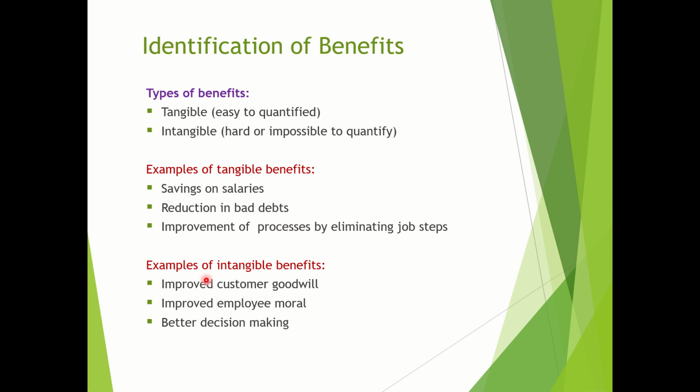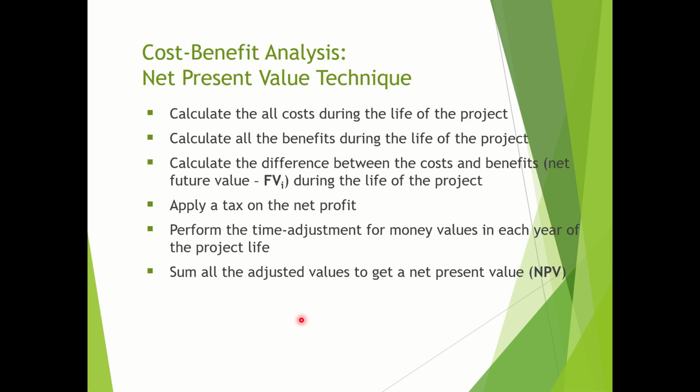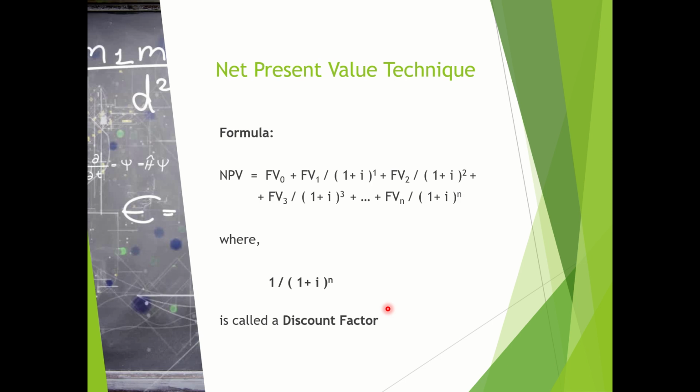And in the case of intangible benefits, which are not directly calculable, that means the customer goodwill, you're not very sure how you will calculate or measure it. Improved employee morale, etc. Cost benefit analysis, so this is the way: you have to calculate all the cost, and all the benefits, then take the difference between the cost and the benefit, then apply the tax, then perform the time adjustment for the money in every year, and sum all the adjusted values. Let's see this in detail.